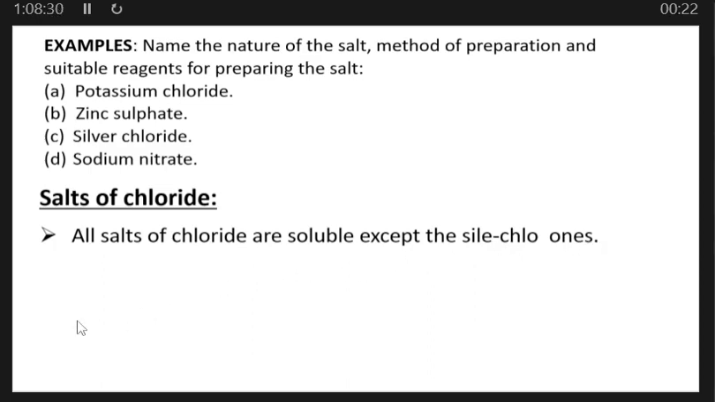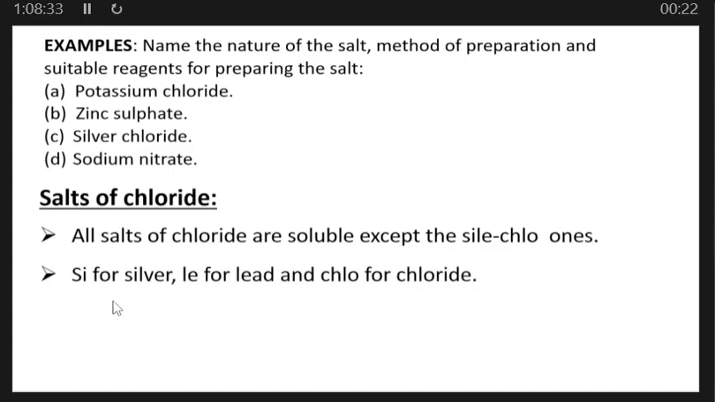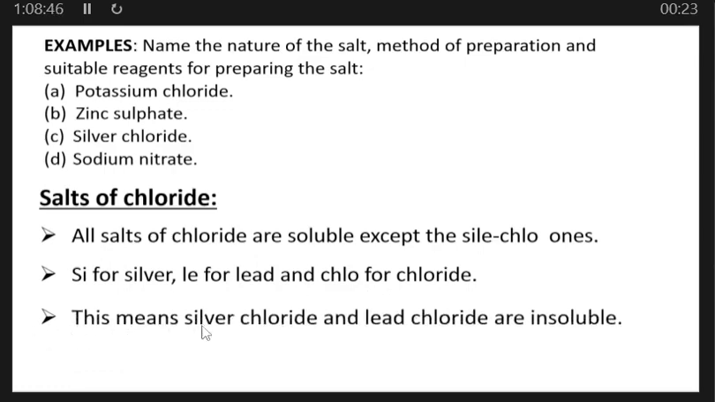Insoluble ones. So here we said Ag for silver, Pb for lead, and chloride. All right, chloride. So this means that silver chloride and lead chloride are insoluble. So now when we check here, silver chloride, is it among these? Silver chloride, yes. So since it is among these, then it is an insoluble salt.